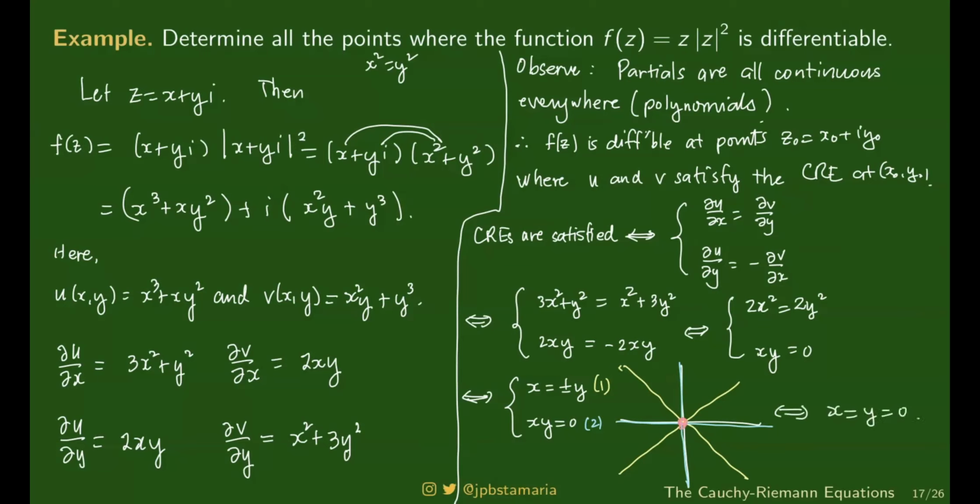So, anong masasabi natin sa function na ito? Correct. Therefore, f is differentiable only at 0, 0. Ano ba yung 0, 0 sa complex plane? At z equals 0. So, kagaya nung naunang example ko, itong function na to magiging differentiable lamang siya only at the origin.